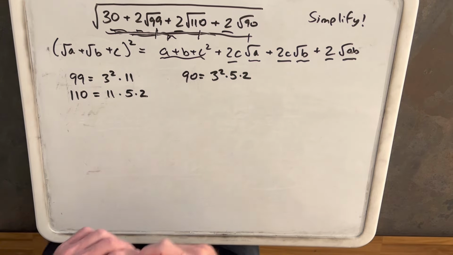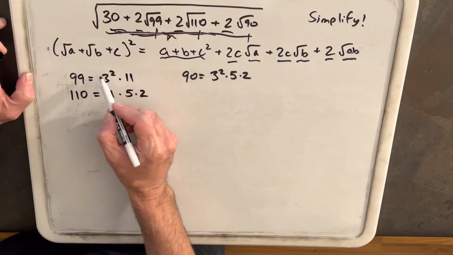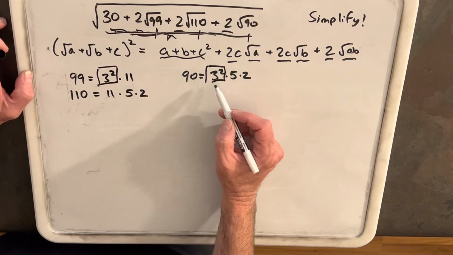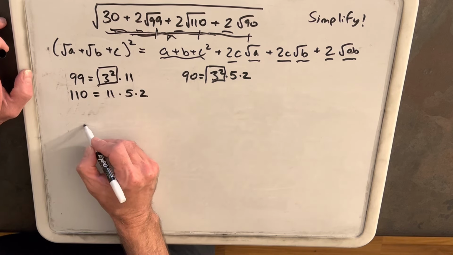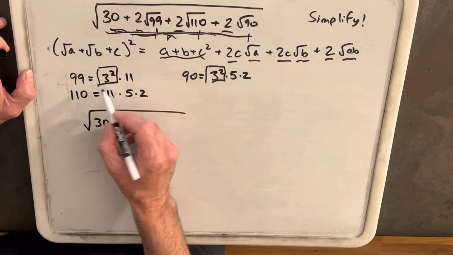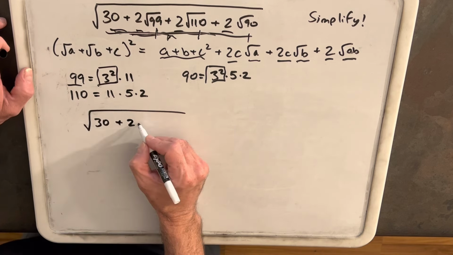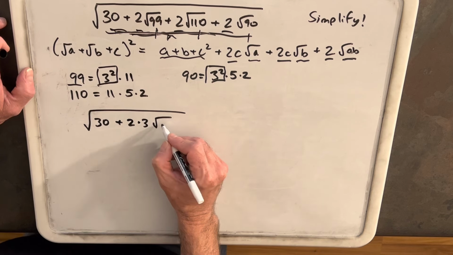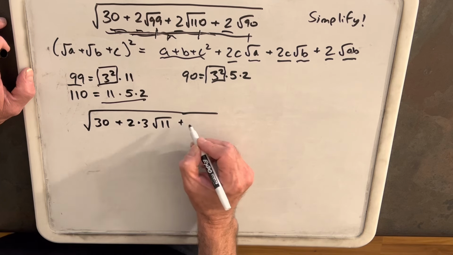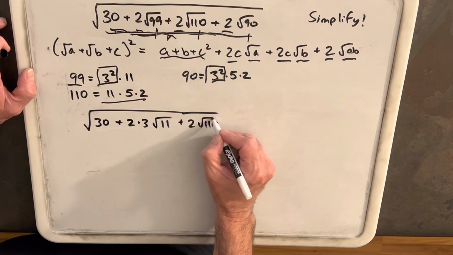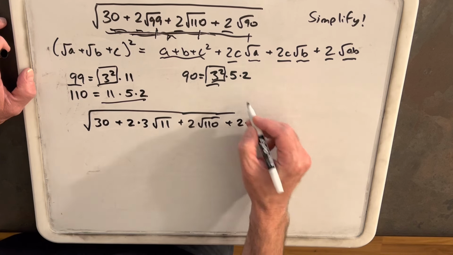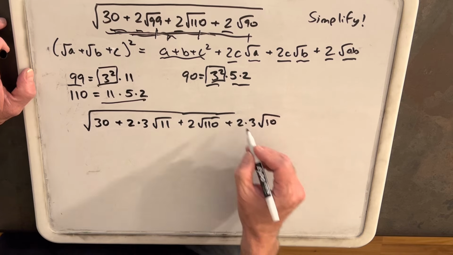And what we'd like to have is some perfect squares that we can use. So I noticed that 3 squared and 3 squared, we could pull that out of those 2 radicals, and we could rewrite our expression like 30 plus 2. Then for the 99, we can pull a 3 out. So we have 2 times 3 square root of 11. 110, there's no perfect square in there, so we'll just leave that. Plus 2 square root of 110. Plus, and then here in the 90, we'll pull out a 3. So we'll have 2 times 3 square root of 10.